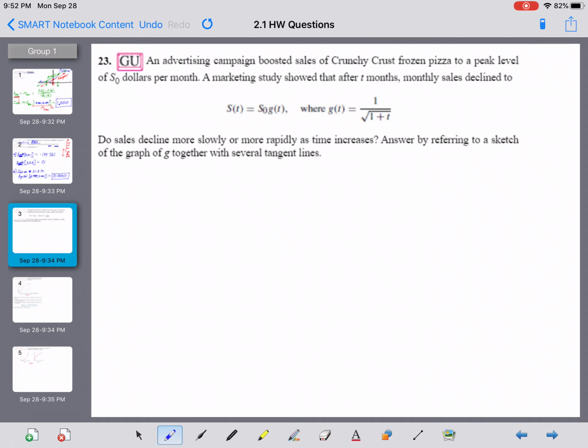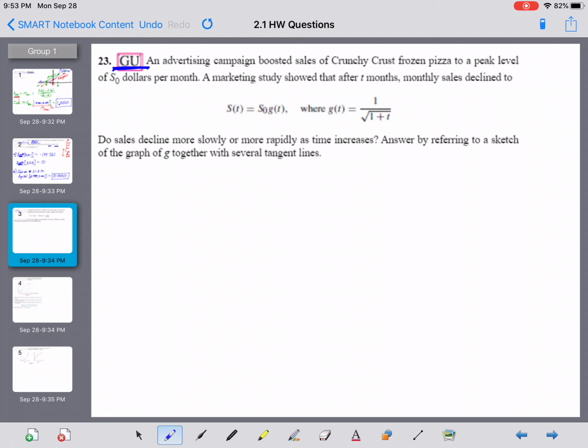Let's look at number 23. This was a weird one. One thing I don't think we've talked about yet, guys, anytime you see this GU logo at the beginning of a problem, that stands for graphing utility. It basically means this is a calculator problem, and you can use the calculator to do most of the hard work for you. It's not one you should be able to do by hand.